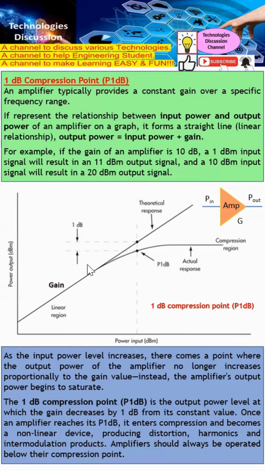In short, the amplifier should be working in this zone. We cannot afford to let the amplifier work beyond the 1 dB compression point, because this will make the amplifier unpredictable, since they don't have this linear relationship anymore. So basically, this is the definition of the 1 dB compression point.